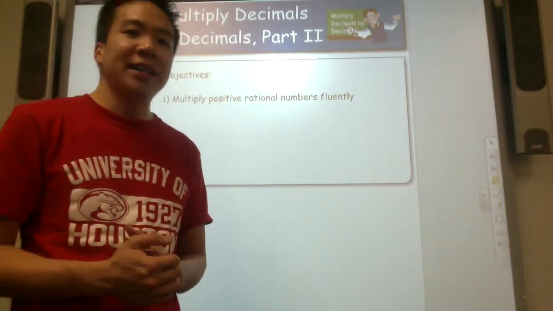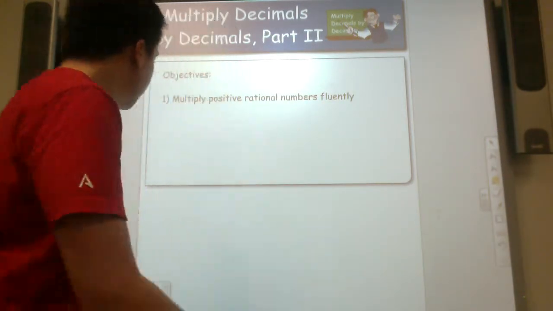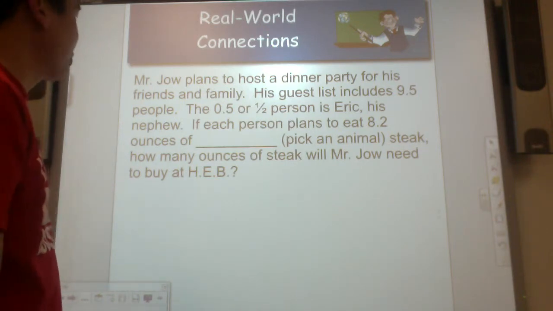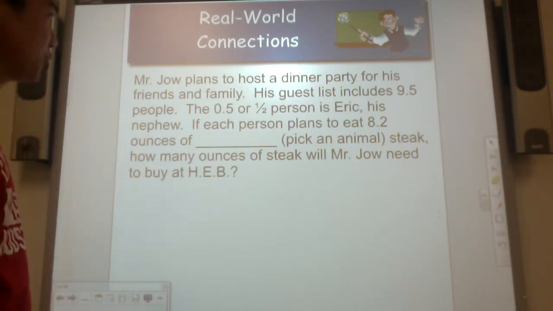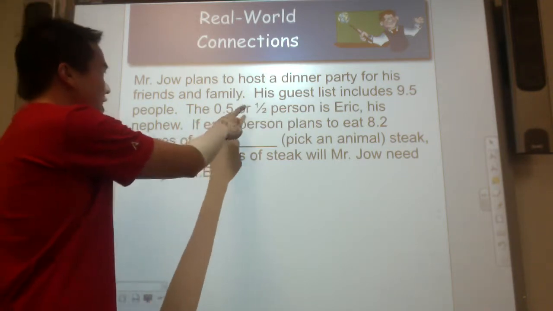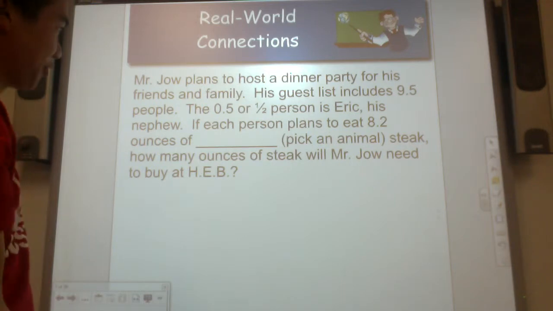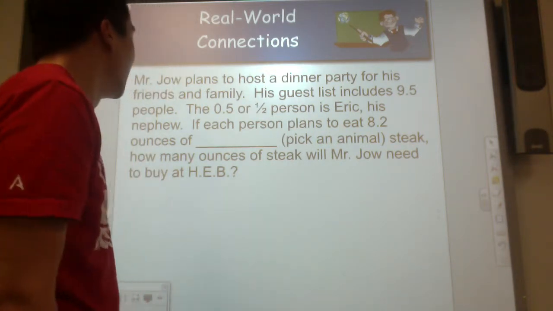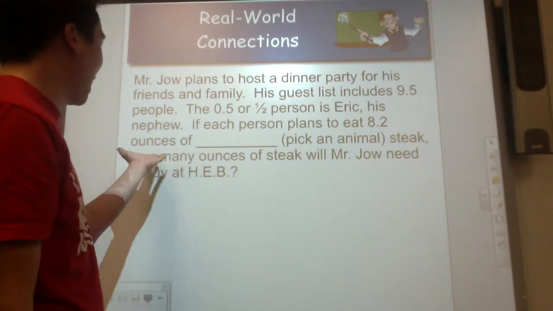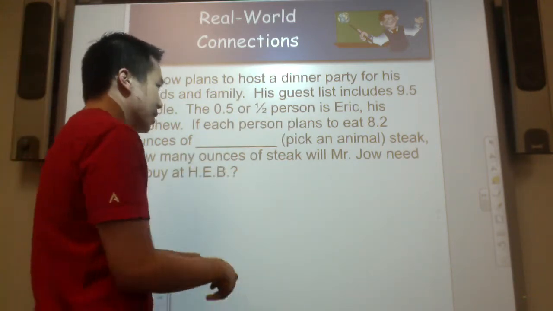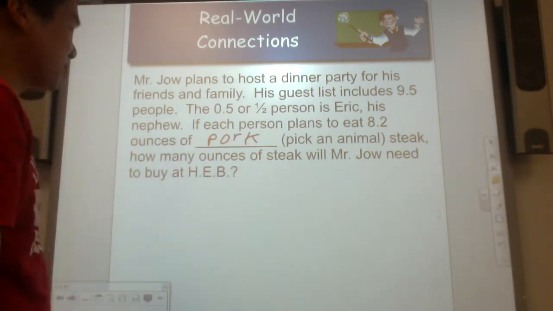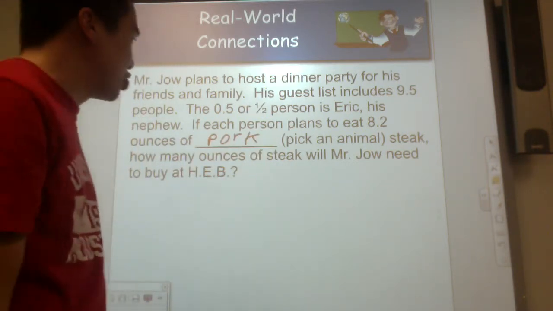About how to multiply decimals by decimals. Mr. Joe plans to host a dinner party for his friends and family. His guest list includes 9 and 5/10 people. The 0 and 5/10 are half of a person, Eric, his nephew, because he does not eat that much food. If each person plans to eat 8 and 2/10 ounces of, let's say, pork steak, how many ounces of pork steak will he need to buy at HEB?